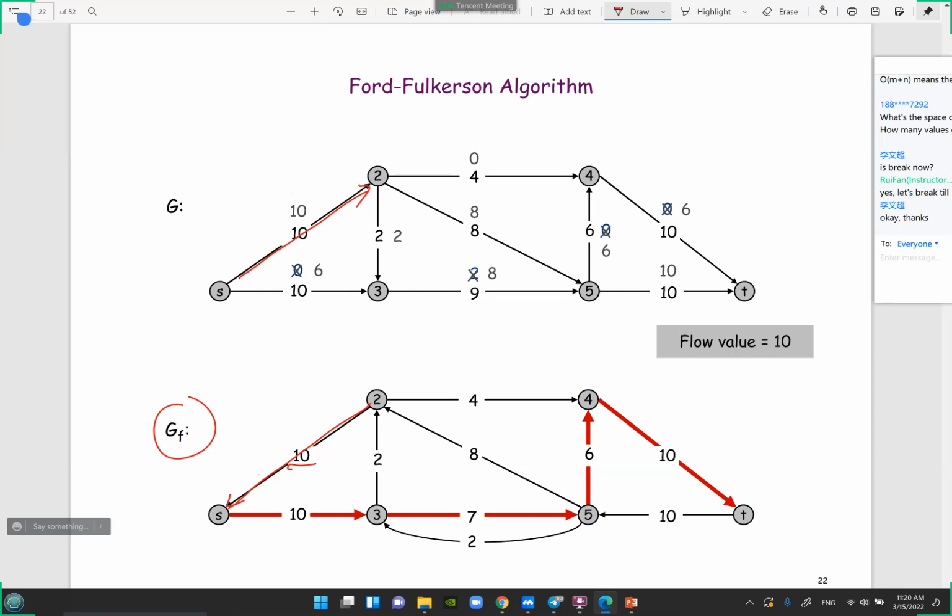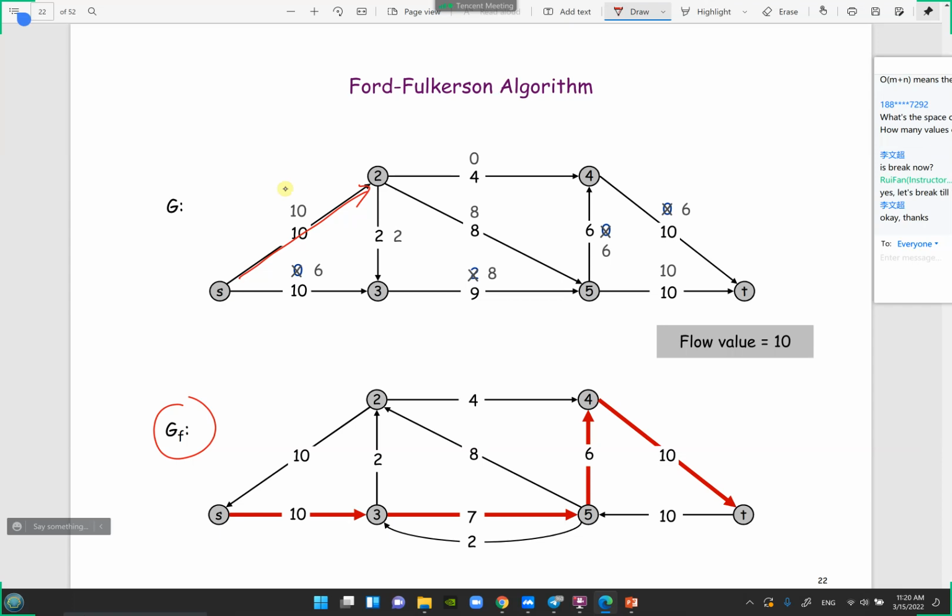Okay, and likewise, we build all of these other edges in this residual graph. Now in this residual graph, we're going to try to find another path from S to T. You see that it's still possible to find another path from S to T. We can take this red path over here. How much flow can you send on the red path?